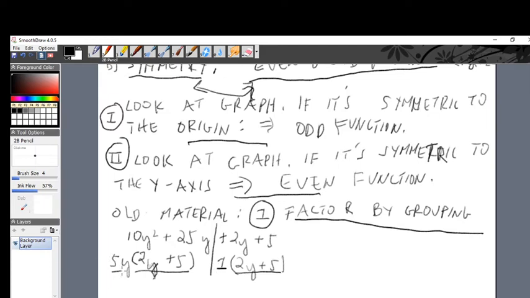So you take the 5y and the 1, you put them together, 5y plus 1. And you take one of these two copies, 2y plus 5, and here it is. That is the answer. It is factored. Answer is right there. Okay.